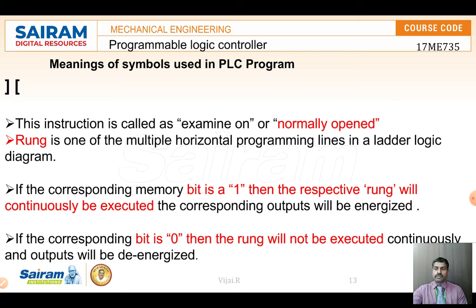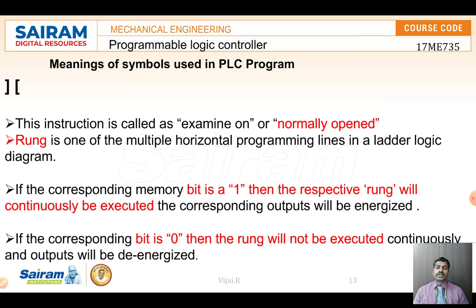There are some other symbols and meanings we can see in the PLC program. This symbol is the normally open symbol. This instruction, called normally open, will be closed when power is supplied. Normally open means that without power supply it will be in the open condition, and if power is supplied, it will be closed. Some systems are like that. The rung is the horizontal line where we keep the symbols. In that, if the bit comes in the rung, it is normally 1, a binary; we know about ones and zeros.